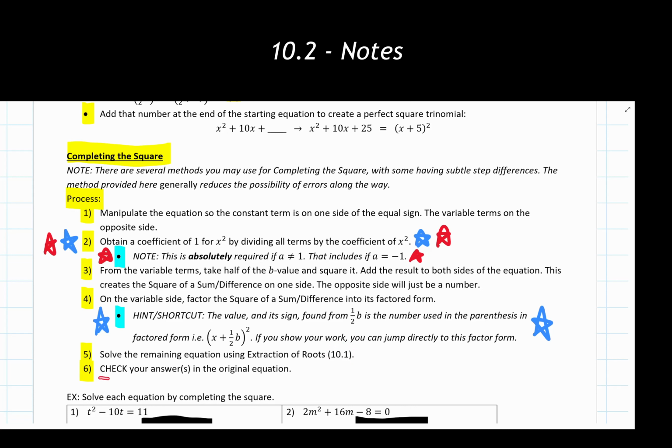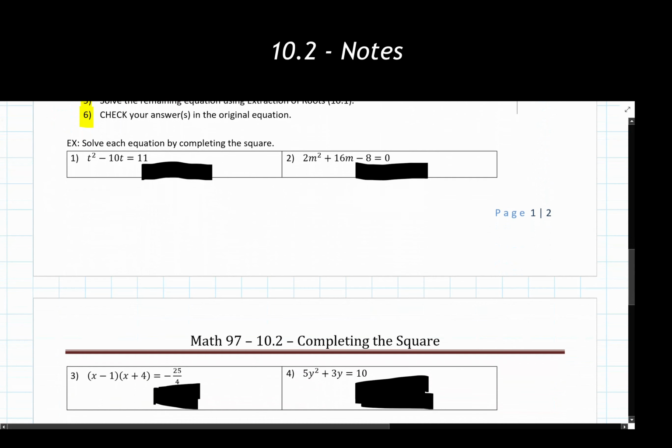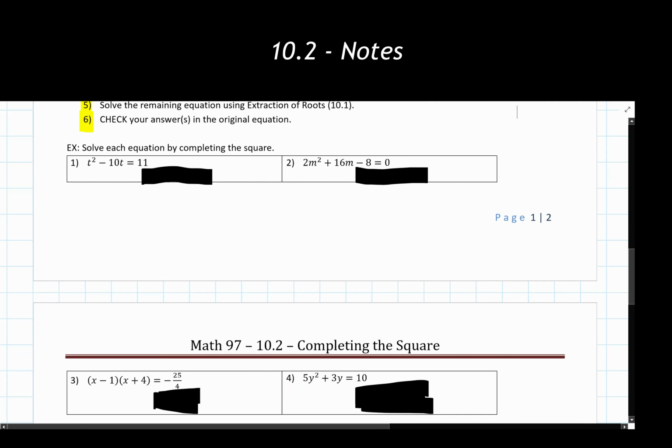If necessary, you can go through and then check your answers in the original equation, or you can check it using a calculator, whatever you would need to check and make sure you have the correct final answers there. So with all of that said, let's go ahead and take a look at these 4 examples and see how we actually apply the process for completing the square to solve these equations.